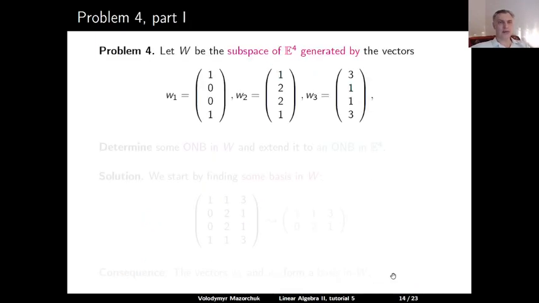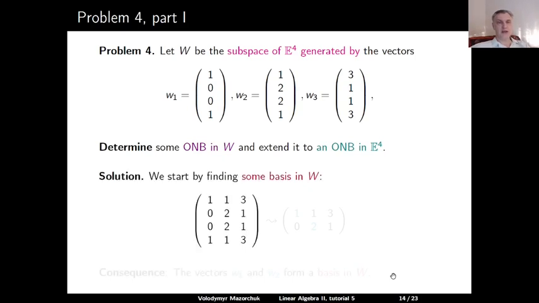Problem 4. Let W be the subspace of E4 generated by the vectors w1, which is 1, 0, 0, 1, w2, which is 1, 2, 2, 1, and w3, which is 3, 1, 1, 3. Determine some orthonormal basis in W and extend it to an orthonormal basis in E4.